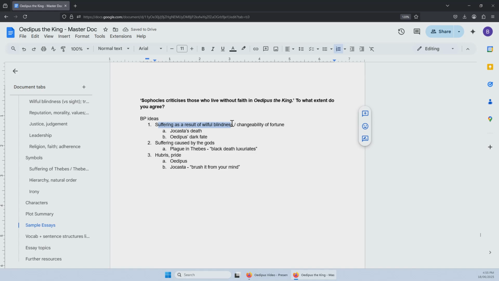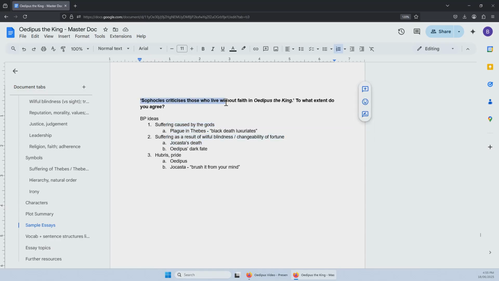And then you could say, living without faith is bad for this reason, living without faith is bad for this reason. This one I'd actually probably put at the start because it's more evidence from the beginning of the text. Through the middle we see this. And then we could say Sophocles also criticizes those who not only live without faith, but who place themselves above the gods. That's how we could maybe broaden this topic a little bit and still cover the "to what extent do you agree" part.